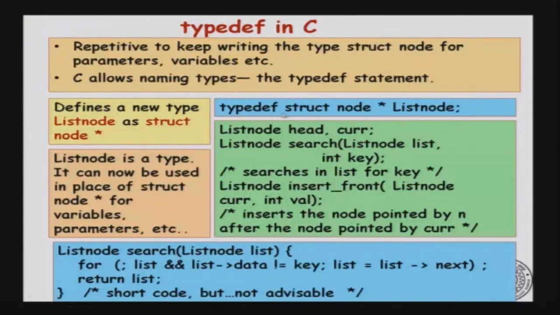If I say typedef struct node star list node, what it means is that list node is another name for the long type struct node star. This is something that you may use if you want to. It is not something that you must use, but it is just convenient. So, if I say list node head, this is the same as saying struct node star head, comma, current.